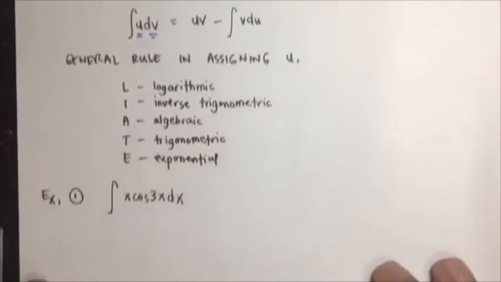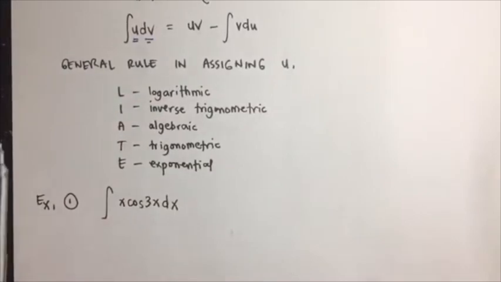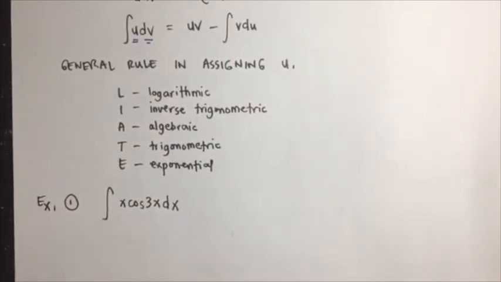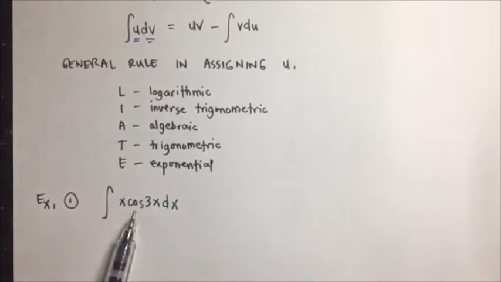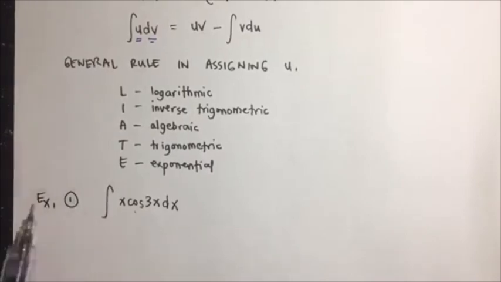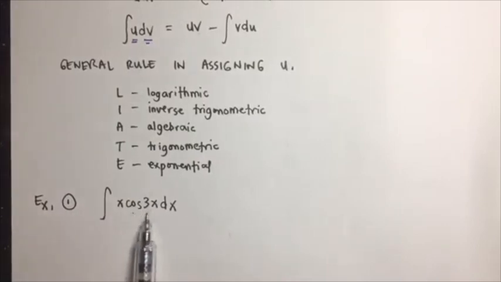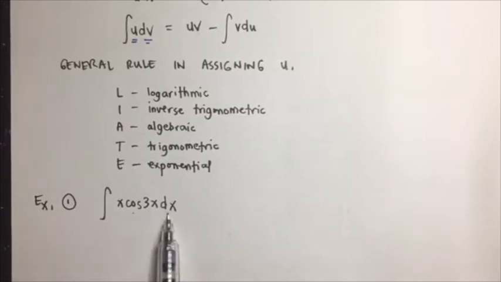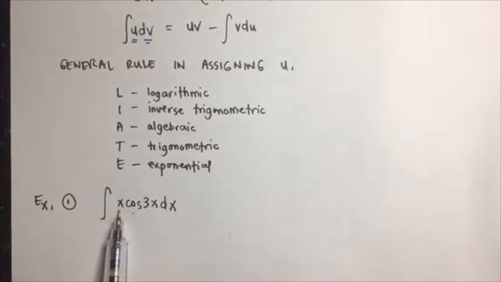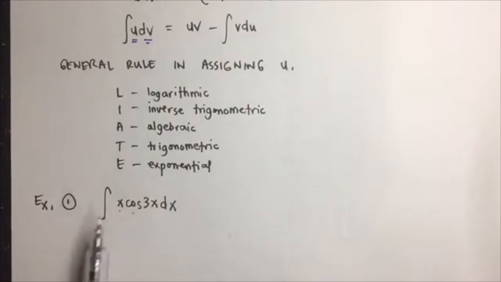Say for example, we have here the integral of x cosine of 3x dx. As you can see, we can't integrate this directly. If we have the integral of cosine 3x, its differential should be 3 dx for us to be able to apply the formula for the integral of cosine. We have here an excess variable. If there is no x here, then we can integrate this directly.